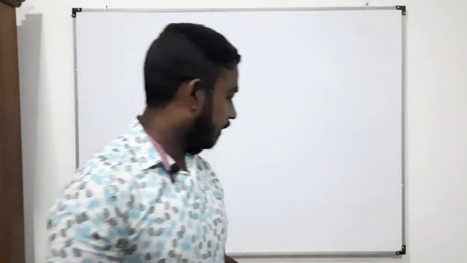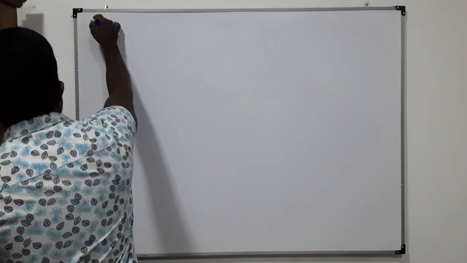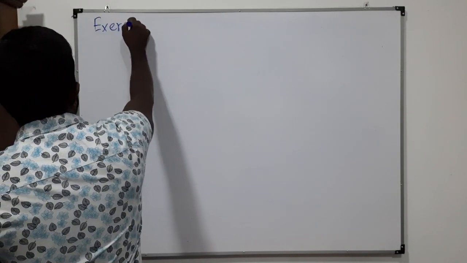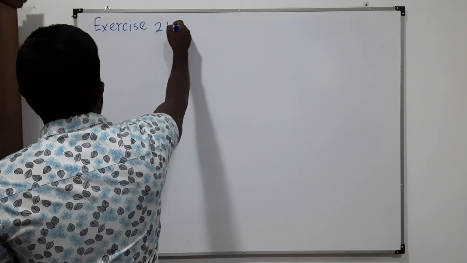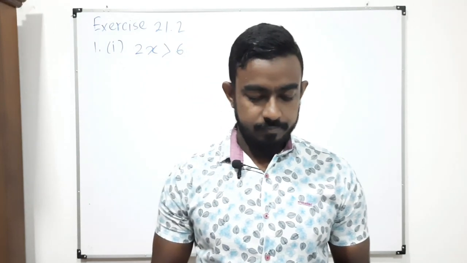Children, today I'm going to continue the next part in our inequality lesson. Okay, to do so, let us do exercise 21.2. In the first question, Roman number 1, let us see what we have to do. Solve each of the following inequalities and write the integral solutions. So let us see how we are going to write answers for the Roman number 1.